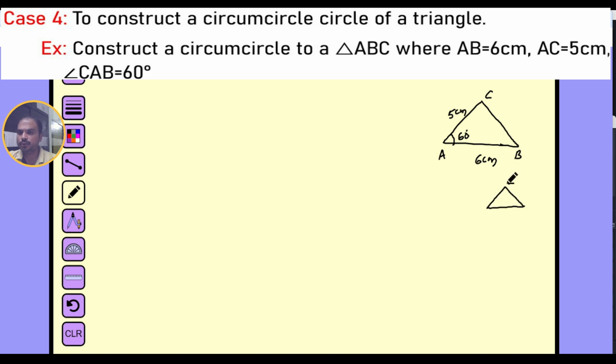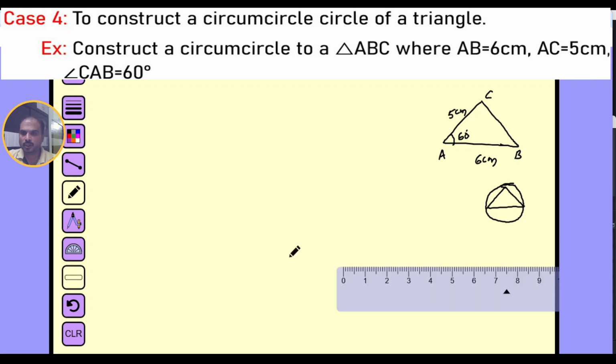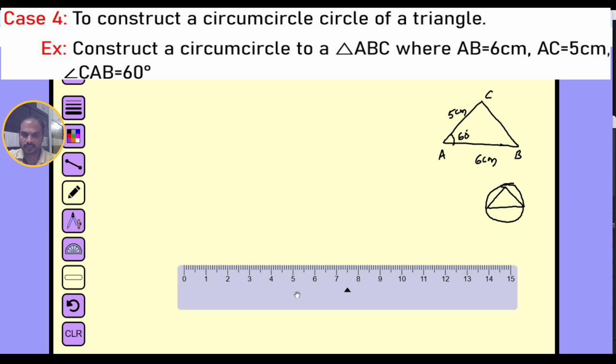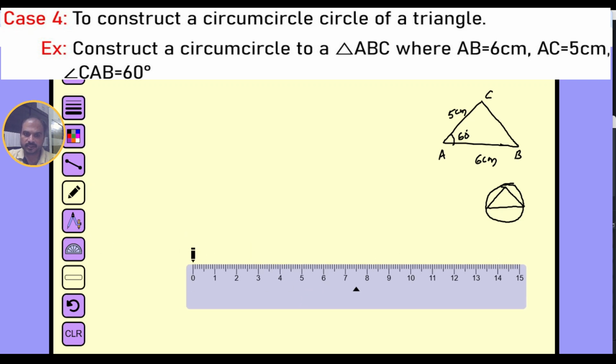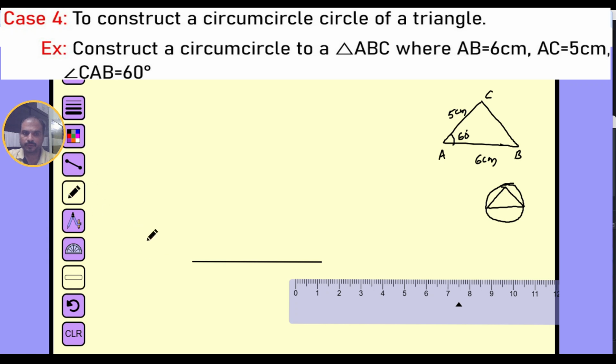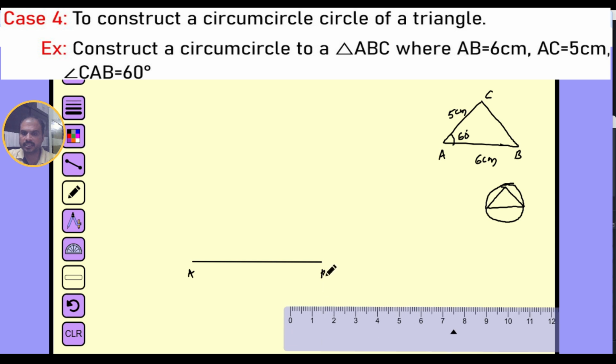I'm supposed to construct a circumcircle. Circumcircle in the sense what, children? You need to be very careful that you are going to construct a circle which is passing through all three vertices of the triangle. So now I'll construct the triangle first. I will draw AB of 6 centimeter, then construct 60 degrees at A. You have to draw the rough diagram, which will guide you through the constructions.